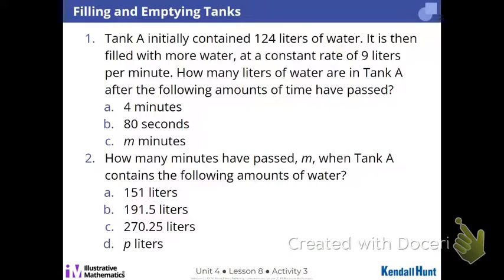So all of us are only doing 1 and 2. We're not going to do 3 and 4. Oh, we're doing lesson 9 also. So who can tell me how they got the answer for 1A? Lily?